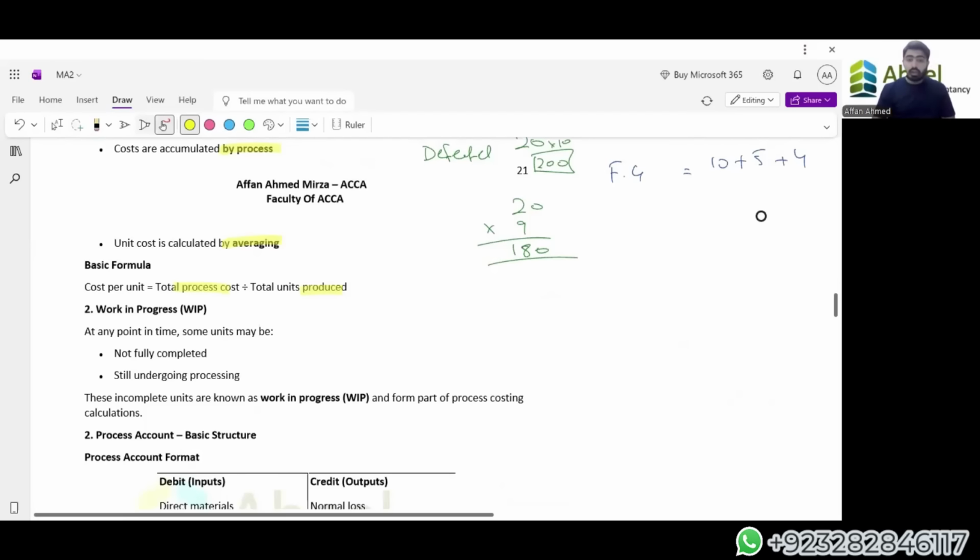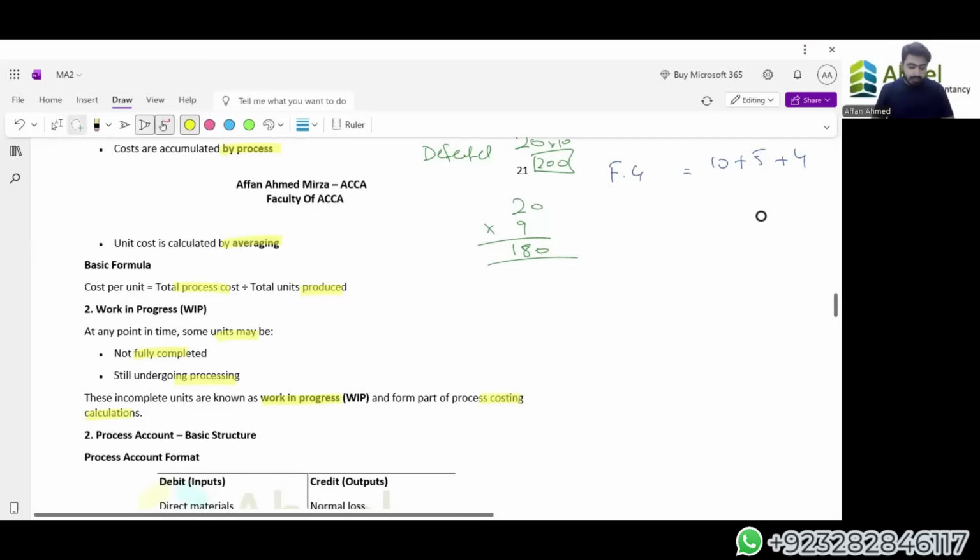Okay. Now, we have established earlier that goods that are under process or under manufacturing are commonly allocated to the work in progress department. So at any point, some units may not be fully completed and still undergoing process. So incomplete goods, known as work in progress goods, can be valued accurately through process costing valuation.